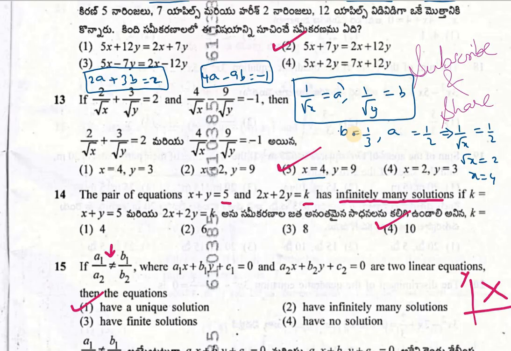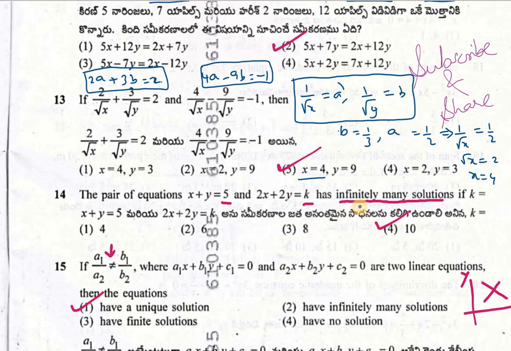Now we have question number 14. The pair of equations. Here we have two equations given: x plus y is equal to 5 and 2x plus 2y is equal to k. It is given that the pair has infinitely many solutions. Then what will be the value of k? Here we have to understand the concept. If you understand the concept, this question is very easy.